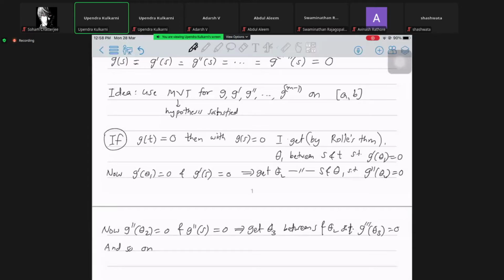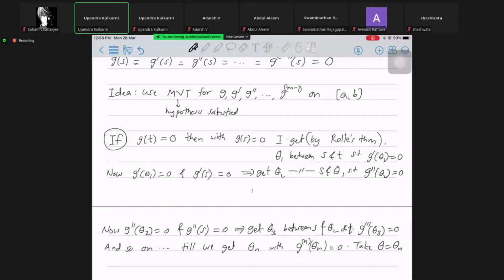So this is all very good, and I will get a theta n, and so on till we get theta n with the nth derivative of G at theta n equal to 0. And we are all still in the air at the moment, because I really do not have that G of t equal to 0.